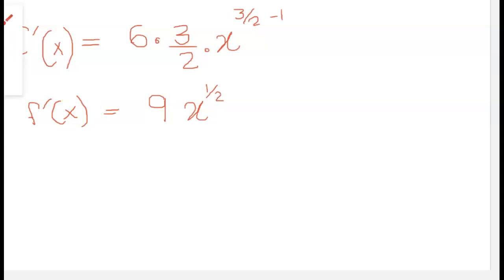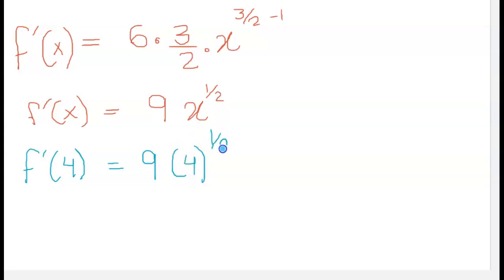But according to the question, it is asking you to find f dash 4. Which means you're going to do 9, 4 to the power half. And 4 to the power half is actually 2, because that is the square root of 4, which is 2. When you put that in the calculator, you will get 9 times 2. Now 9 times 2 is actually 18. And this 18 is your answer.